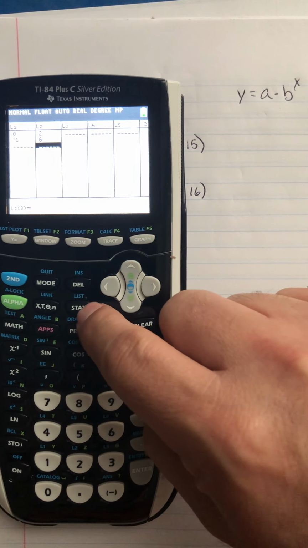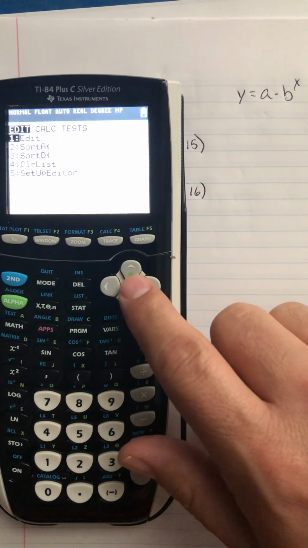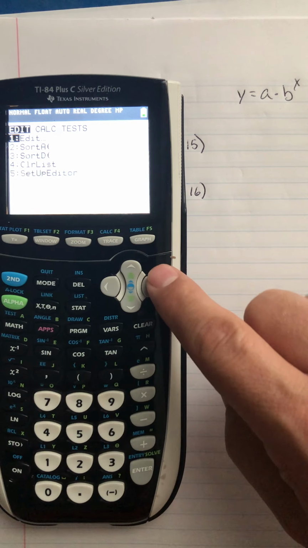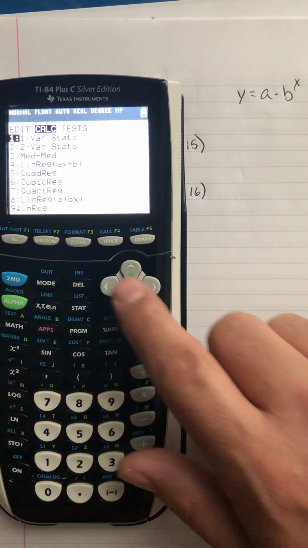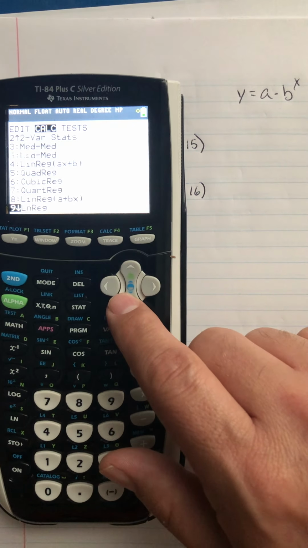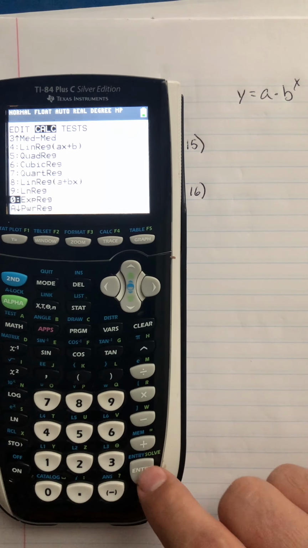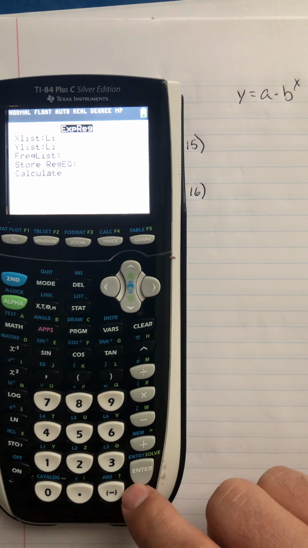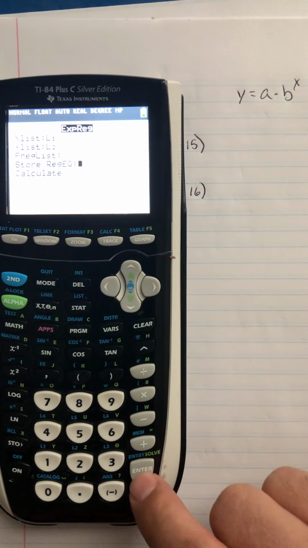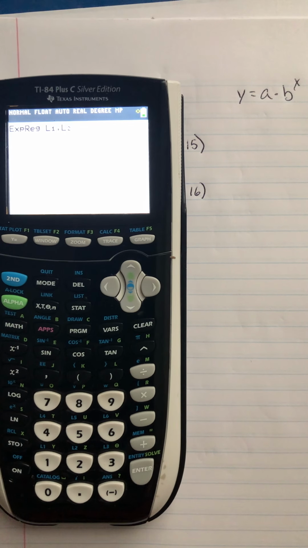and then we're going to go ahead and hit stat again, and then we're going to scroll to the right to calculator, and then we're going to go down to look at exponential regression, which in this case is 0. So we'll scroll down to exponential regression, we'll hit enter, and then it'll give us this list, and just hit enter all the way through, and then it'll give us our equation.